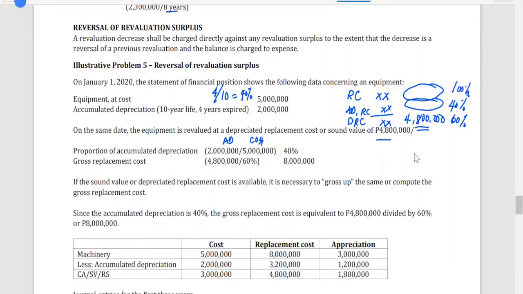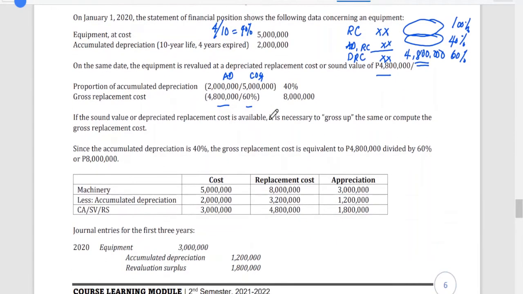4,800,000 represents 60% of the replacement cost. So how do we get the replacement cost? That's 4,800,000 divided by 60%. So that is 8 million. Now that we know the replacement cost, we can plot it here, 8 million, and then of course 40% of 8 million, which is the accumulated depreciation. So that's 3,200,000, and this is our sound value. So get the difference, that is your appreciation, then plot debit equipment, credit accumulated depreciation, then credit revaluation surplus.